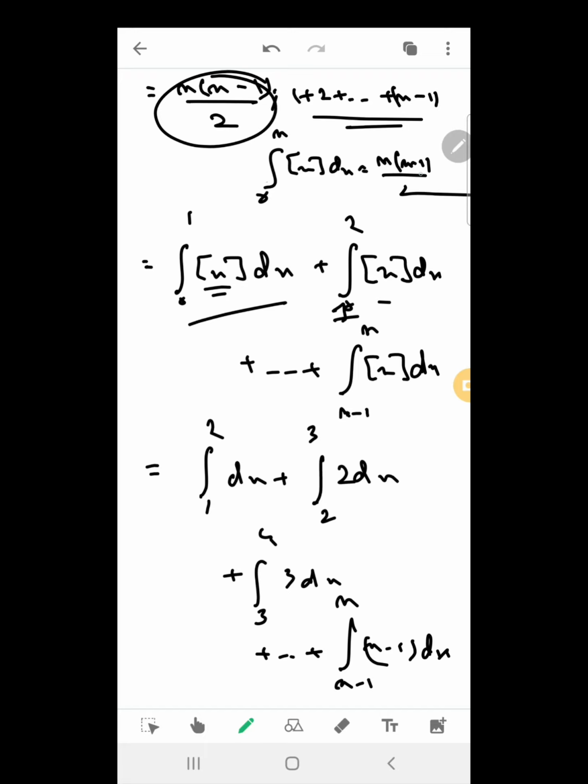Clear? You can also use area to find the integration of box x if you really want to do it that way, but this is better, just putting the formula and getting the answer, right?